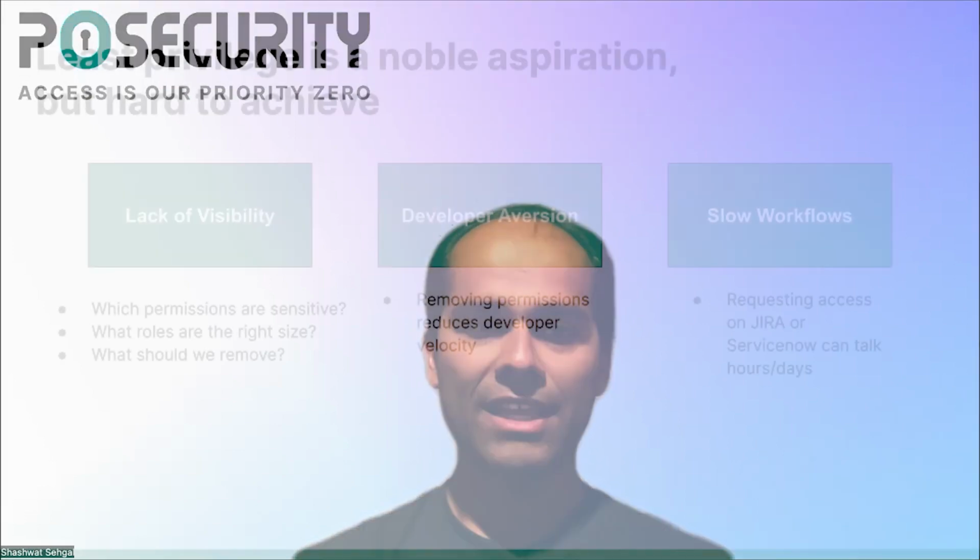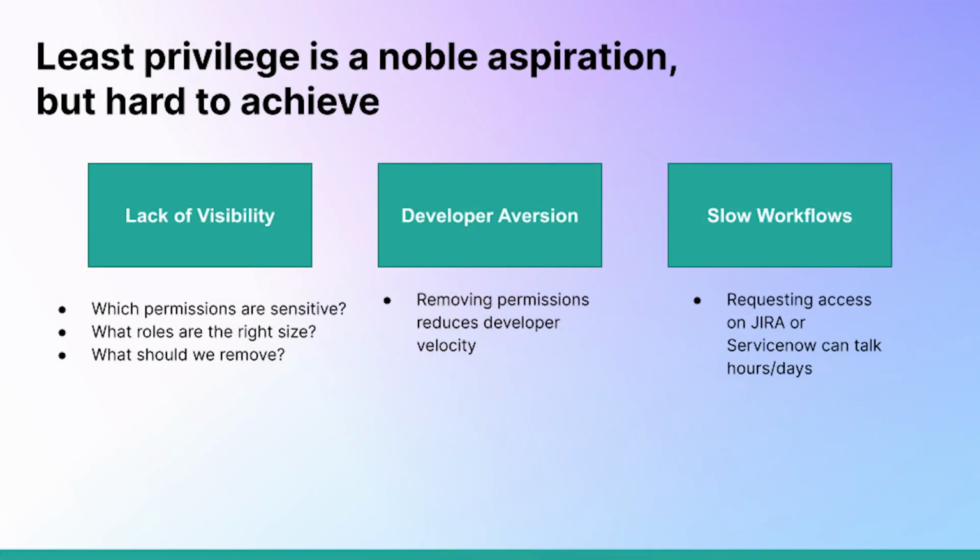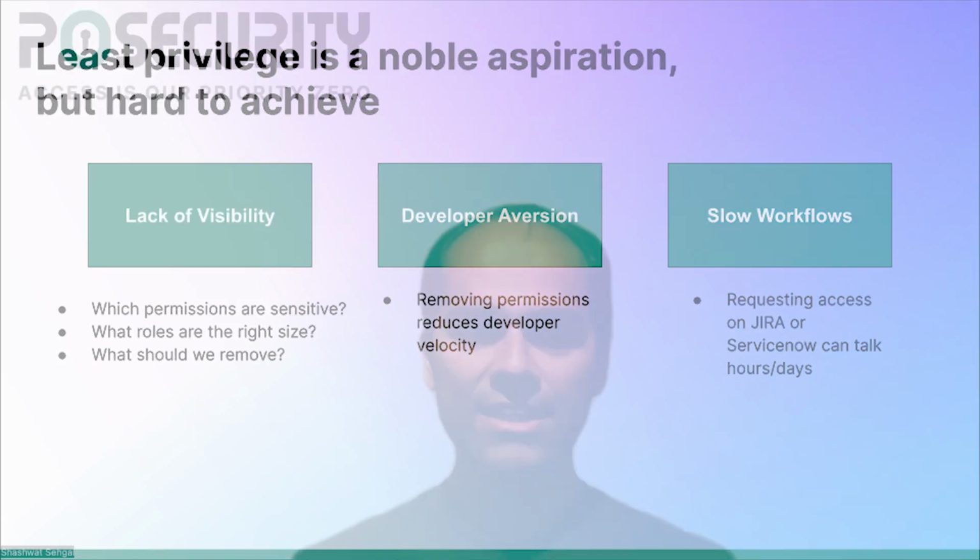Firstly, security teams lack visibility into who has access to which sensitive permissions. Because of the sheer number of possible permissions, it is not easy to identify which permissions are sensitive. Secondly, let's face it, most engineering teams have overprivileged accounts. Removing permissions reduces developer velocity, so organizations are hesitant to remove permissions without a process in place. Lastly, to the extent that there are processes, organizations manage permissions using a ticketing system like Jira or ServiceNow. These are slow and often result in excessive permissions that are never revoked.